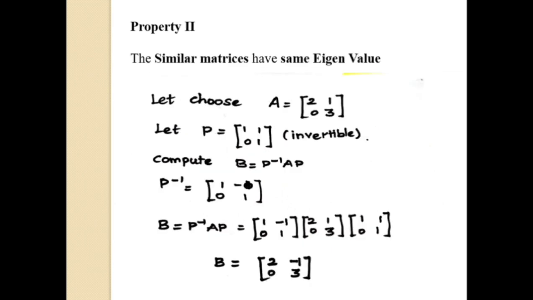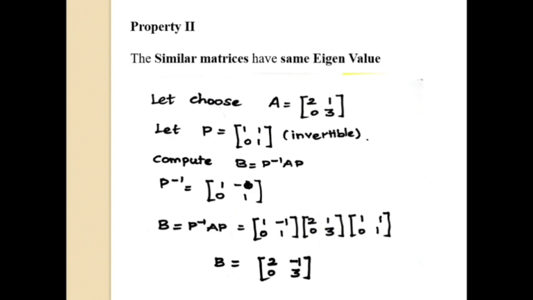And property 2, similar matrices have the same eigenvalues. We need to know what a similar matrix is. Two matrices A and B are similar if B equals P inverse AP for some invertible matrix P. Let me take a 2 cross 2 matrix and an invertible matrix P equal to (1, 1; 0, 1). Now I am going to compute the matrix B, which is P inverse AP. Now I find P inverse, which is 1 by determinant of P into adjoint of P. Now, computing the value of B equal to P inverse AP, I have reached a value of B equal to (2, minus 1; 0, 3).